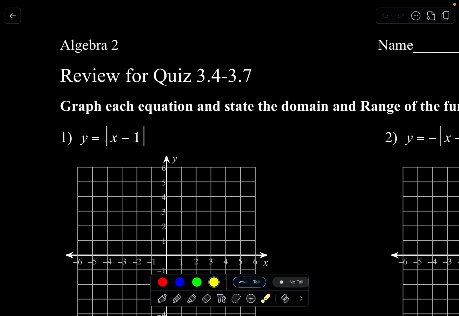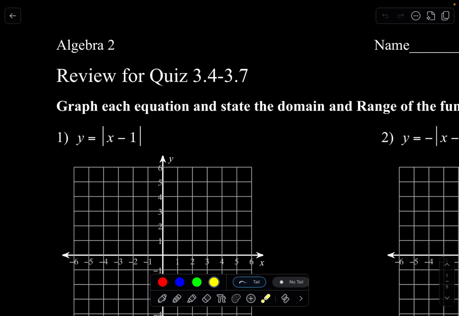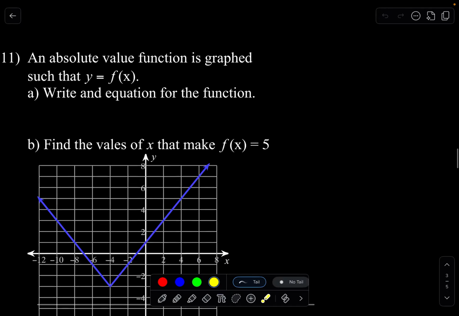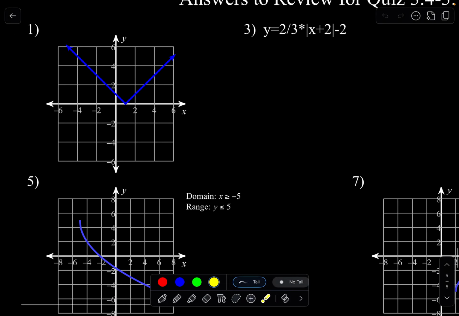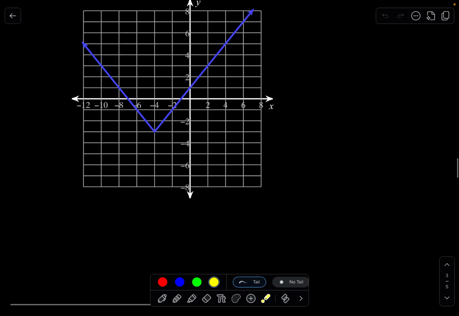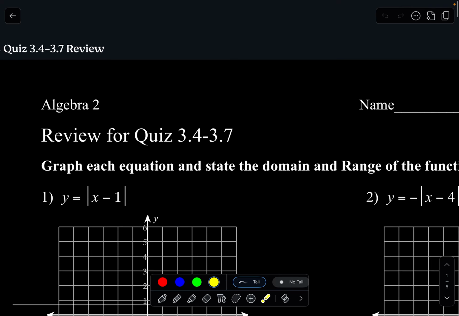All right, class. This is a review for the quiz that is this week for quiz 3.4 through 3.7. So basically, there's six questions on your test. There's like 15 on this. I even included on the back end of this the answers as best as I could give them, so you can kind of check. But I will do each problem briskly so this isn't too long.